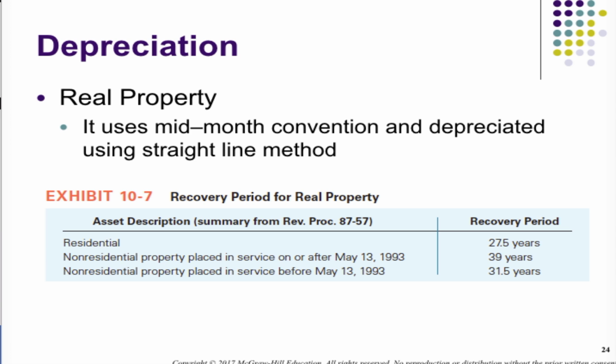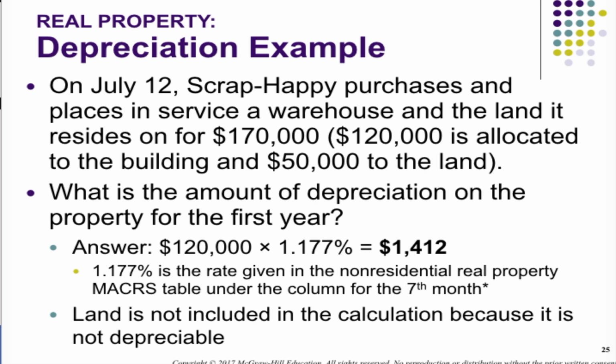Now that we were just talking about personal property, what about real property? It uses mid-month convention and it uses straight line method. These are the recovery periods based on the type of real estate that it is, real property, and there you have it. So based on this example, on July 12th, Scrap Happy purchases and places in service a warehouse and the land it resides on for $170,000. $120,000 is allocated to the building and $50,000 to the land. Obviously that's important because land is not depreciable. What is the amount of depreciation on the property for the first year?